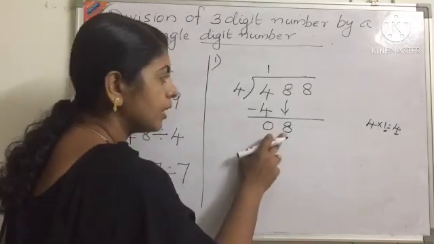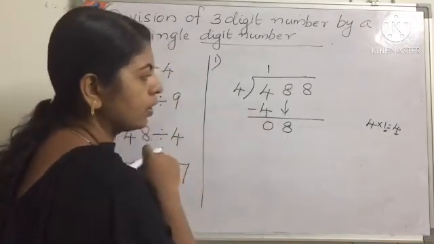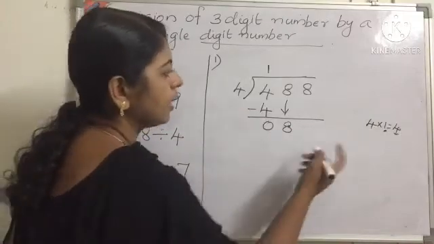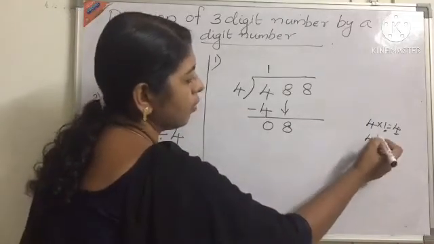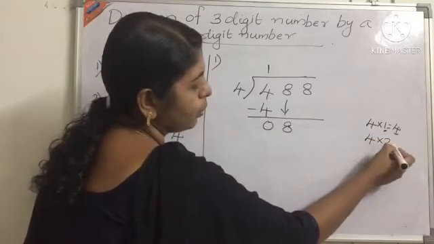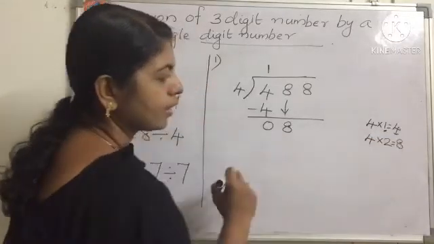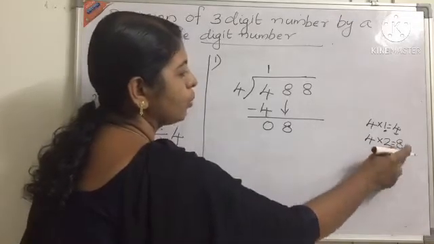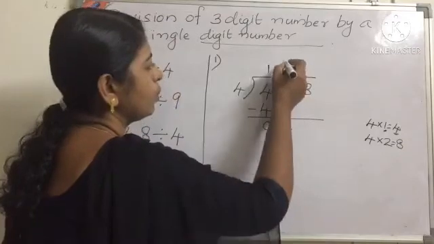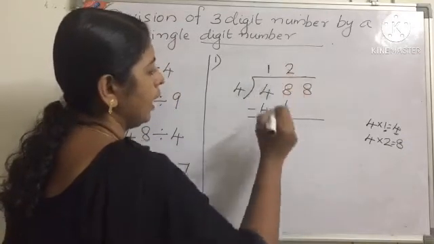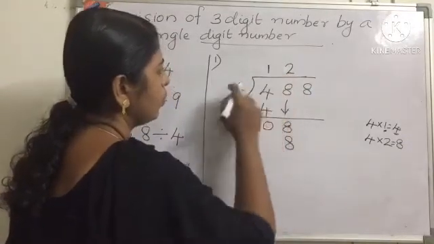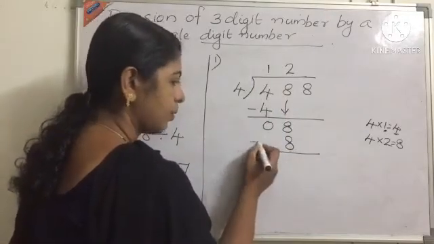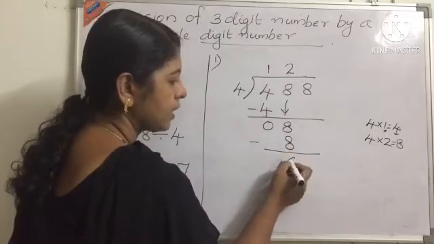Then what to do next? We want to divide this 8 by 4. It's possible because 8 is greater than 4. Then with the table of 4, we continue. 4 into 2 is 8. So 2 above the 8, and here 2 times 4 is 8. Then what to do next? Subtraction. 8 minus 8 is 0.